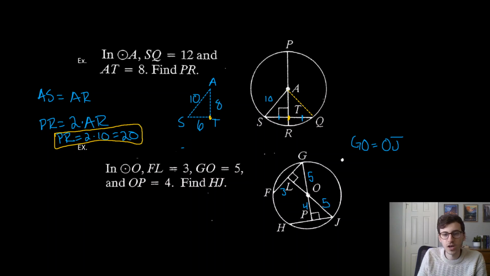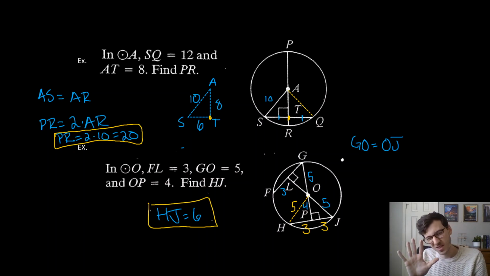Now, I've got this line right here, OP, and I've got a right triangle right here. This is even a 3, 4, 5 right triangle. Now, is HP equal to PJ? There are a lot of ways you could prove this. You could simply extend this line and make it a radius. I could create a radius right here. That length would be 5, and then this length would also be 3. So then HJ is 3 plus 3, or 6.